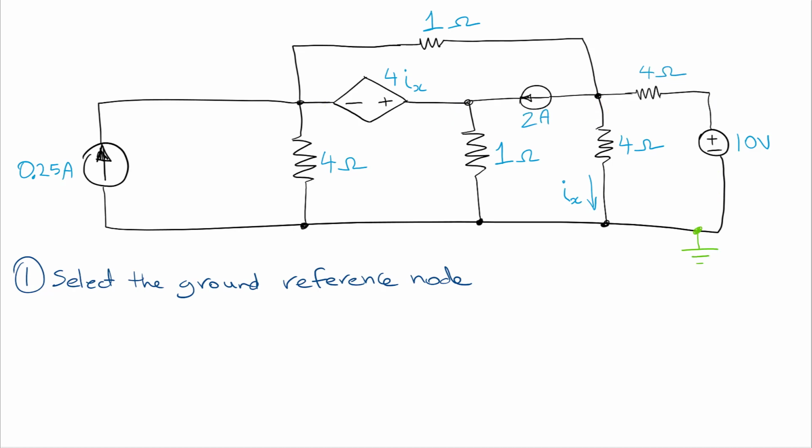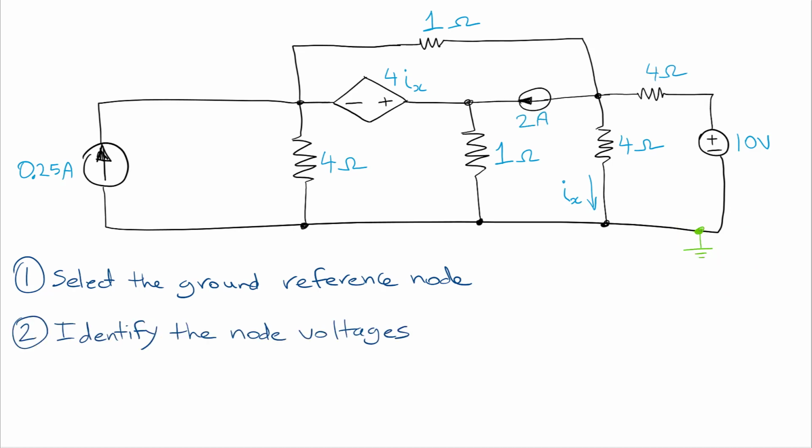So now, we're going to pick the ground reference node over here at the bottom of the 10 volt voltage reference. So the next step is to identify the node voltages. We've identified one of these node voltages as 0 with the ground reference, so this means that it's equal to 0 volts. But now we need to identify the other node voltages.